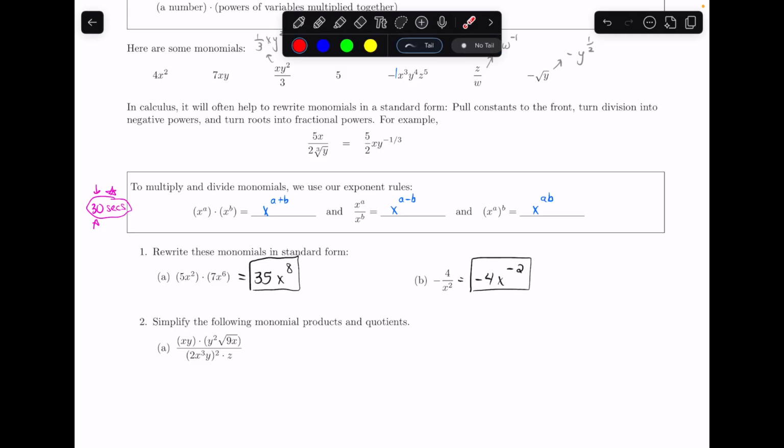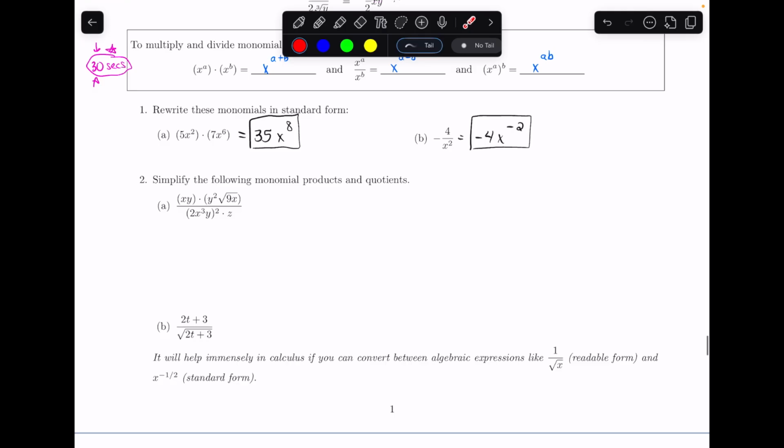Okay, so let's up the difficulty a bit. Let's say I want to simplify the following monomial products and quotients. So products means things getting multiplied together. Quotients means things getting divided. And I have all of that in this example. So, okay, I got this fraction. So I got to simplify the top and simplify the bottom.